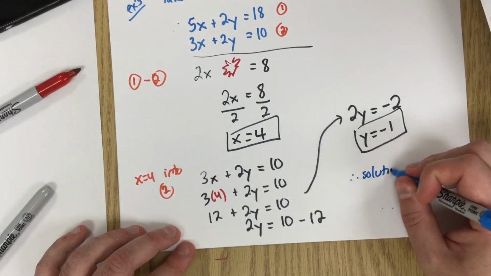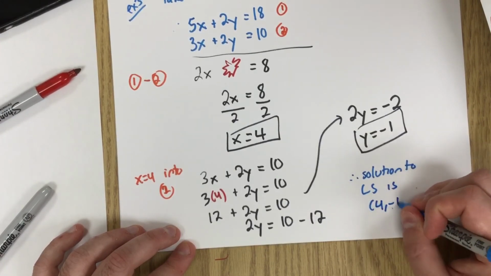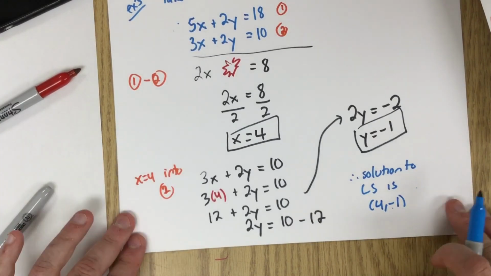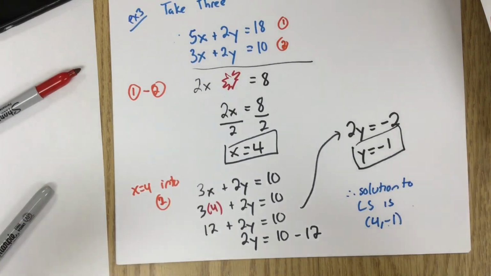Therefore, the solution to the linear system is 4, negative 1, which is the same thing we got in the previous way. So elimination could take two ways. You could either add the equations, or you could subtract the equations, and you have to choose appropriately.